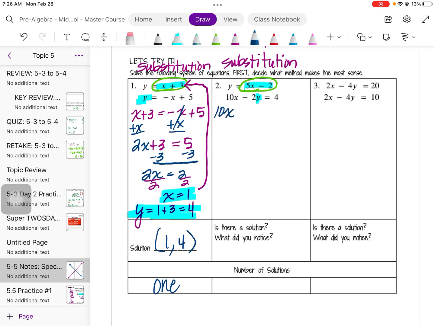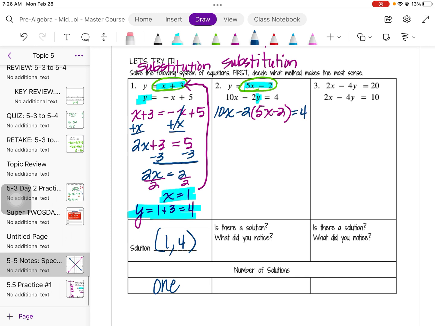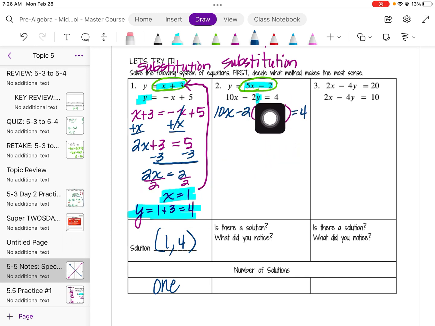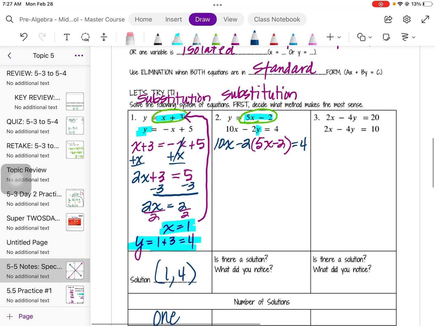Everything drops down. Remember, I need parentheses around the expression that I'm substituting. Whoops, that's not a 2. Fix that. That is a 5x minus 2, and then equals 4. So I took the expression 5x minus 2 and substituted it right here in place of y in the second equation. Now remember from this point, I use the steps we talked about, "Don't call me after midnight," to solve an equation with multiple steps.